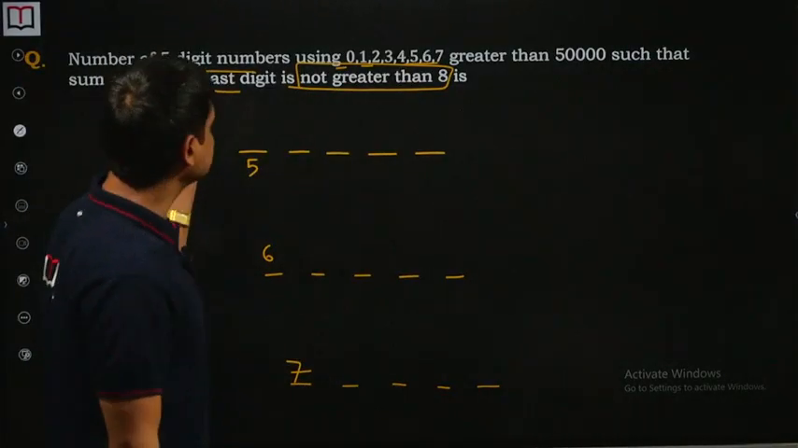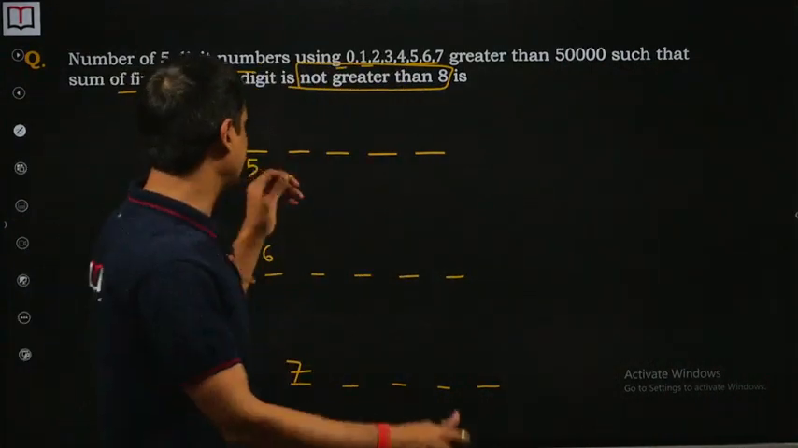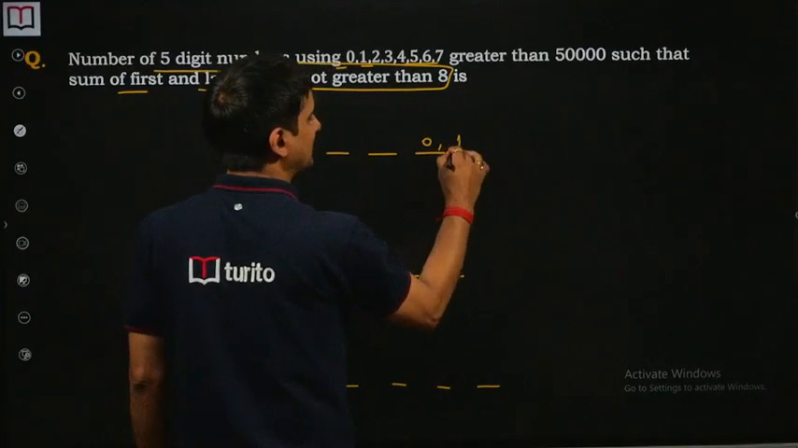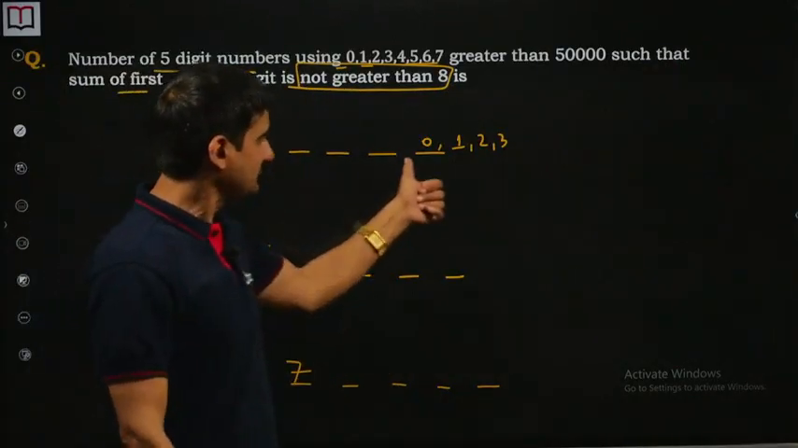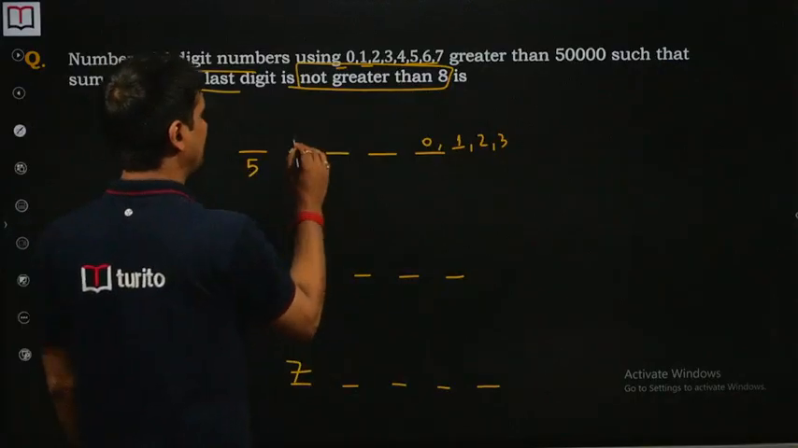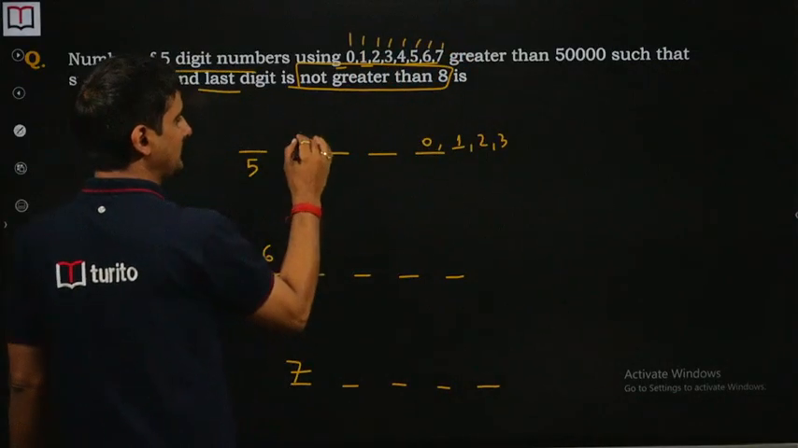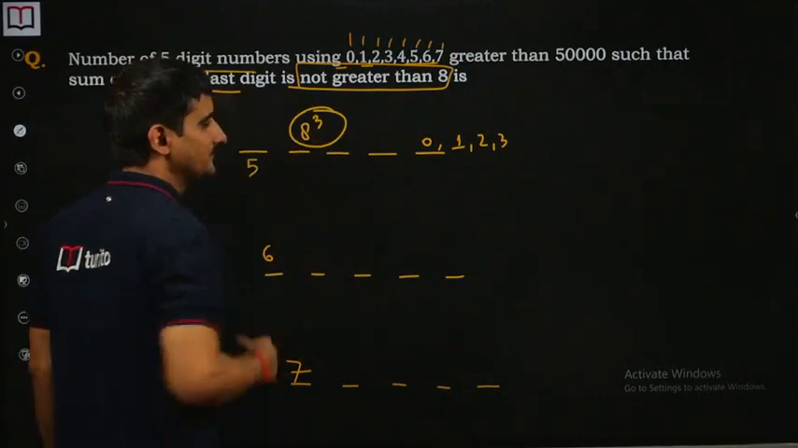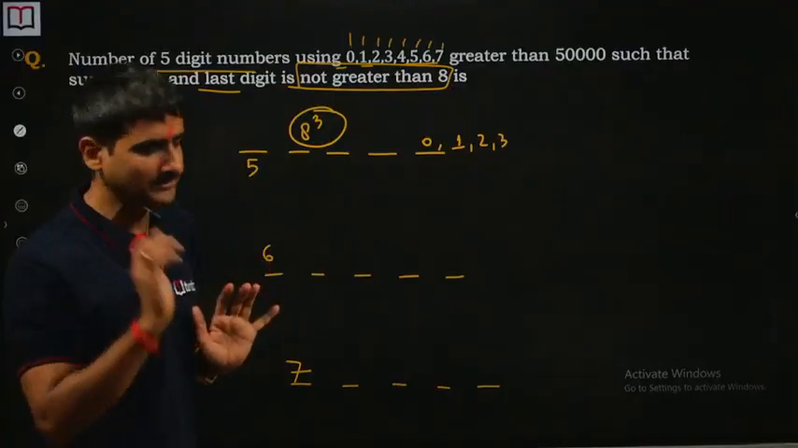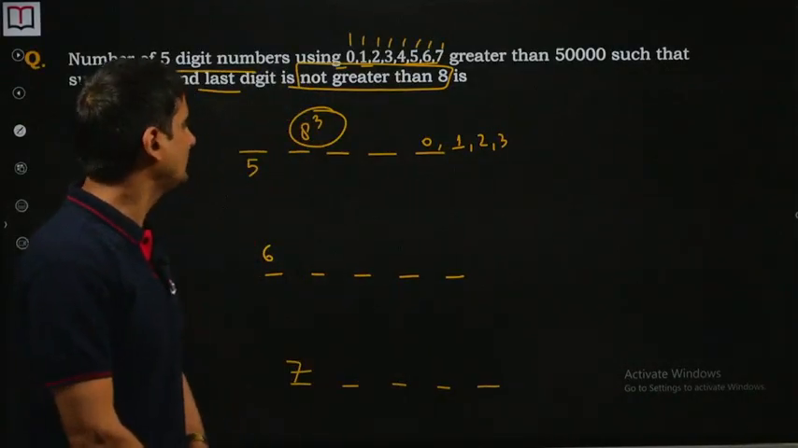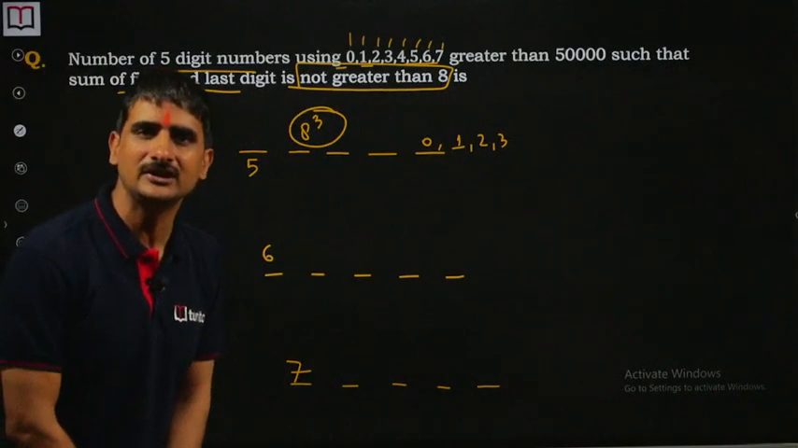Now, last digit: the sum of first and last digit shouldn't be greater than 8. So you can have 0, you can have 1, you can have 2, you can have 3. That's it. Okay. So if you have 0 here, then how many possibilities are here? 1, 2, 3, 4, 5, 6, 7, 8. You have 8 cube possibilities here. Similarly, out of 8 cube, that 50,000 has to be removed. That one case we will remove. Similarly, we have for 1, 8 cube possibilities. For 2, we have 8 cube possibilities. For 3, we have 8 cube possibilities.